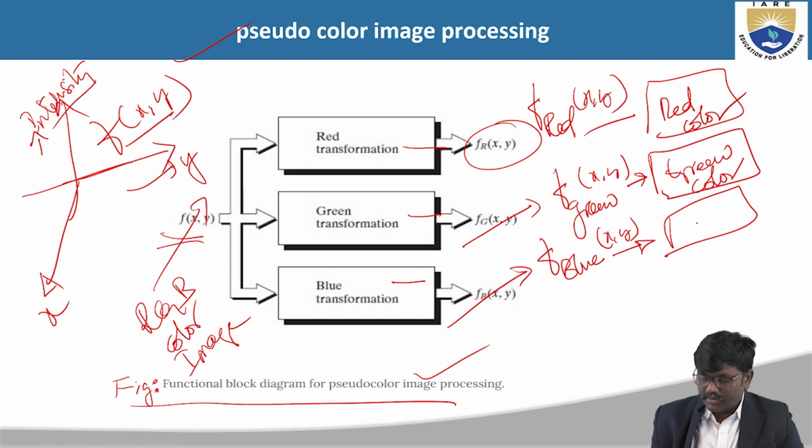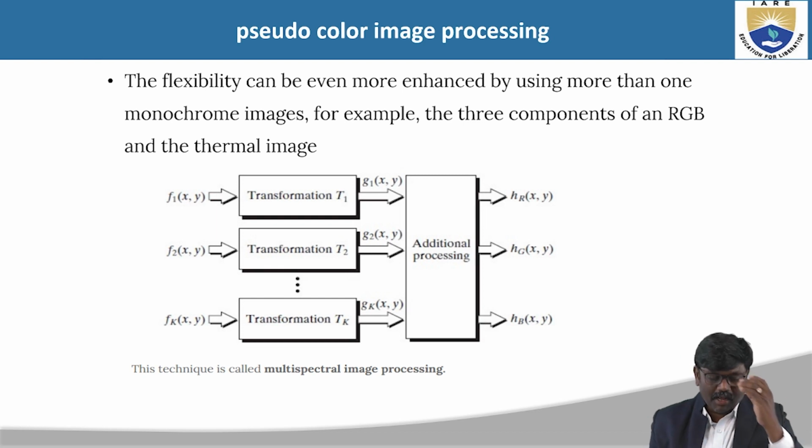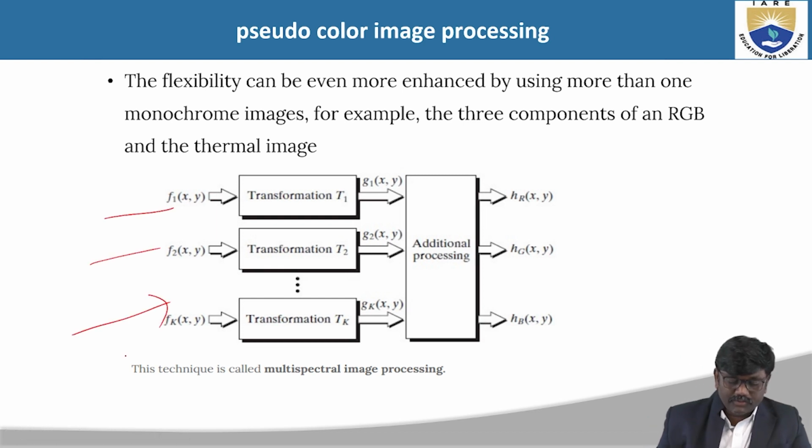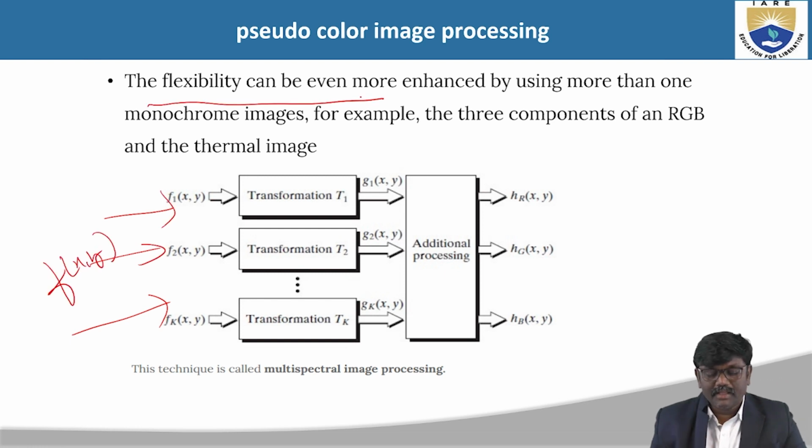So this is blue color. That is what we are going to understand from this. Coming in continuation, how the parts of the objective function f of x comma y are varied is more flexible, and can be even more enhanced by using more than one monochrome image. The best examples are the three components of an RGB and thermal image processing. So we discussed both the components of RGB and the thermal image.